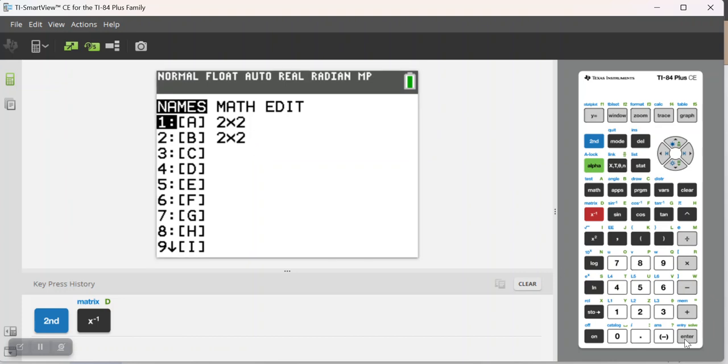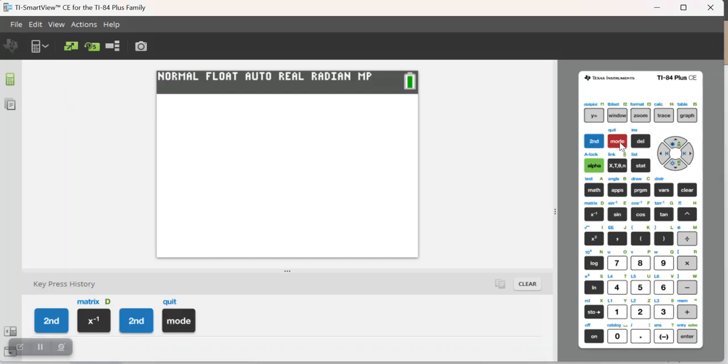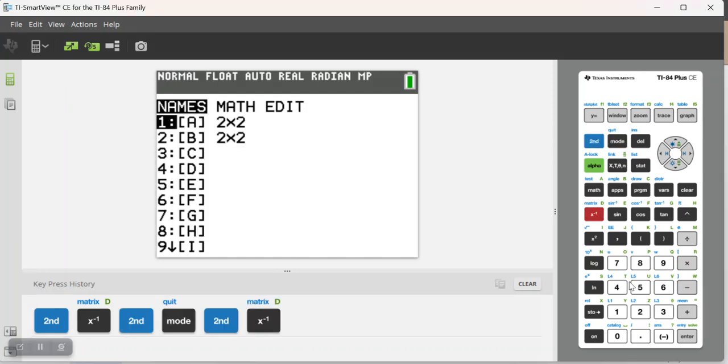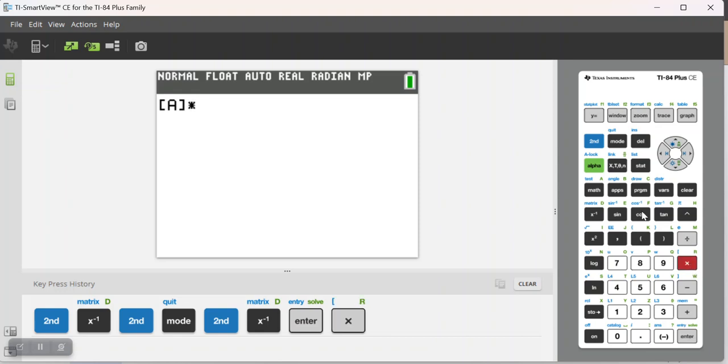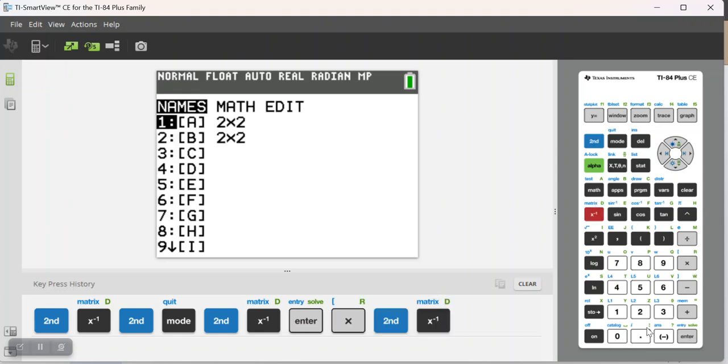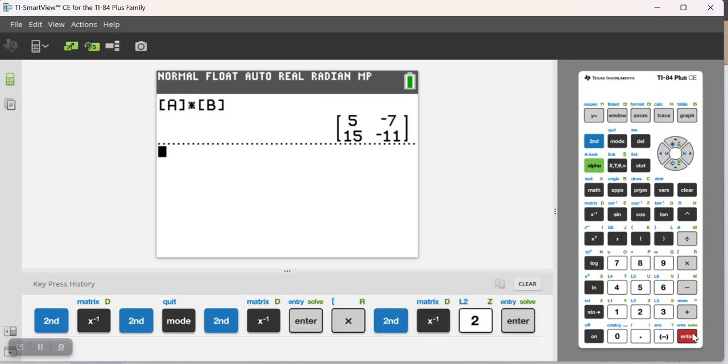All right, but if I do want to multiply these, this 2 here matches this 2 here. So this dimension and this dimension have to match, and they do. So if I want to multiply these, I can just exit out of here and then call them by name. Matrix A times matrix B, and that product is 5, negative 7, 15, negative 11.